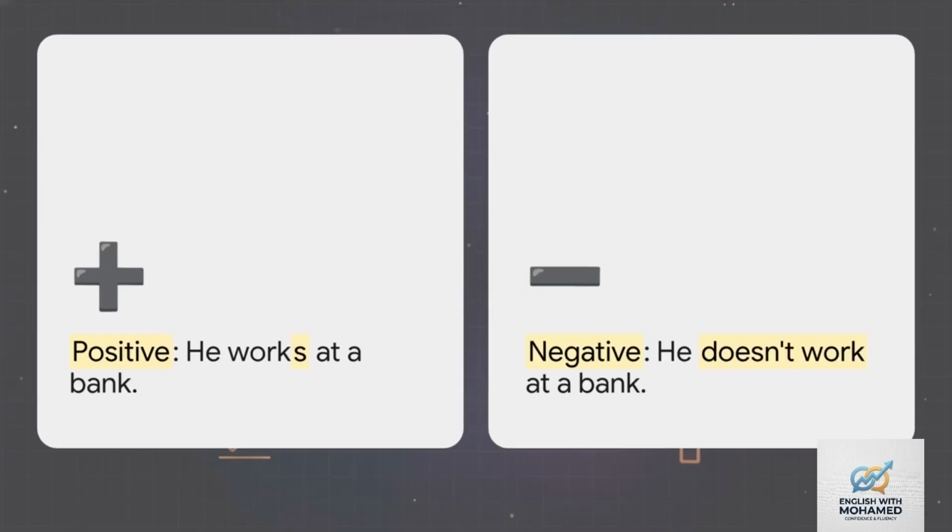Check this out. In the positive sentence, we say, he works. See that S? To make it negative, that S basically jumps off of the verb work and attaches to do, creating does. So we end up with he doesn't work. And notice, the main verb work goes right back to its original simple form.